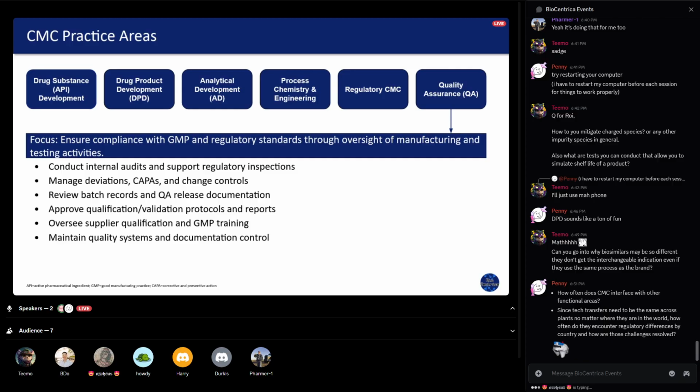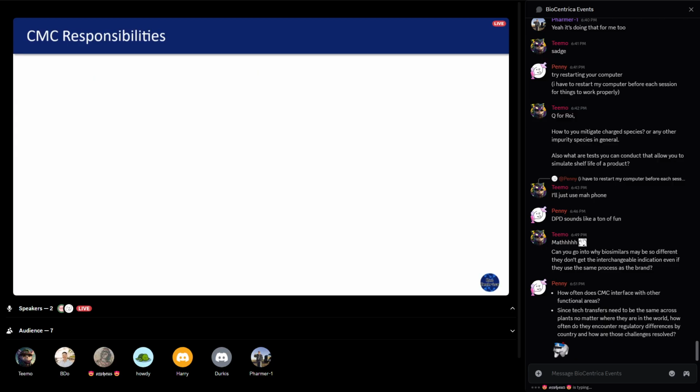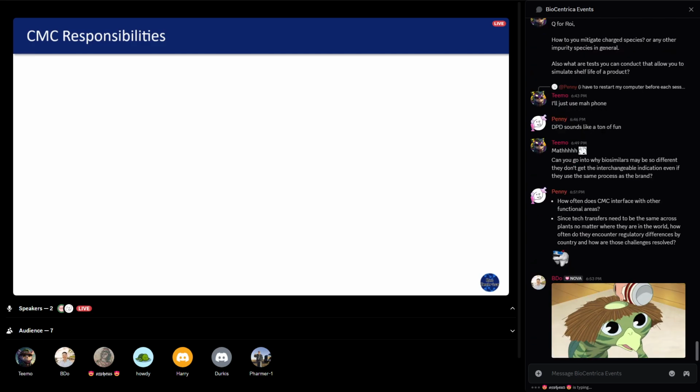They will be the ones to review batch records. So they do deal with a lot more paperwork. And as you can expect, it's because they have to ensure quality is up to par. And they oversee a lot of the suppliers, GMP trainings, and then any documentation control. So CMC is, as you can tell, a very, very large umbrella. It's essentially the CMC umbrella and then the clinical umbrella. But a lot of the times, there are so many different things within the clinical team or the CMC team that it's a little bit difficult to give a nuanced approach. So this, again, I just want to point out, is a very broad overview.